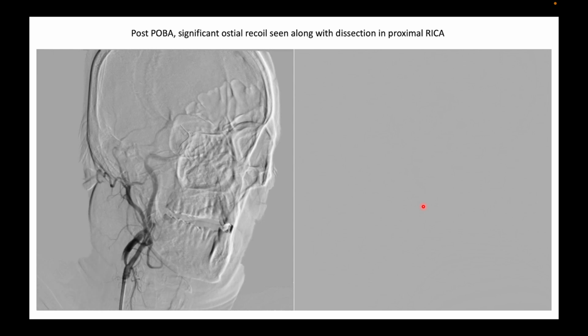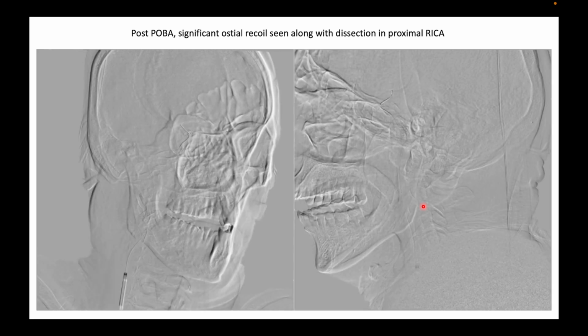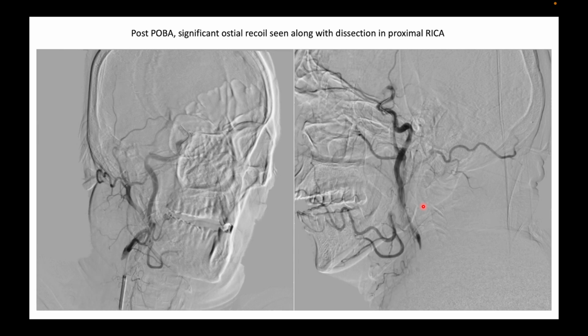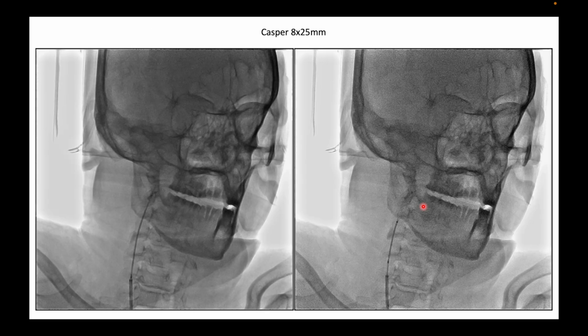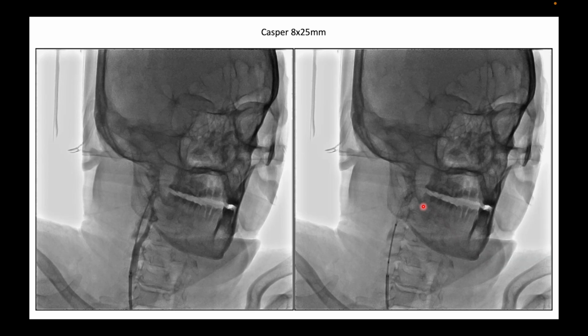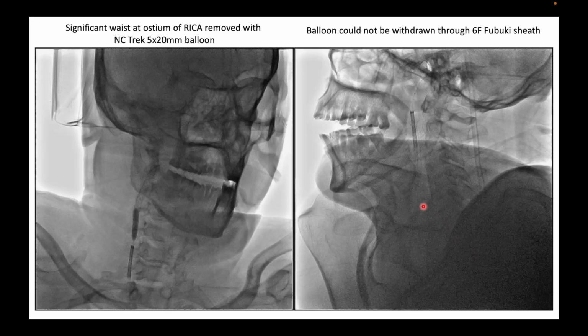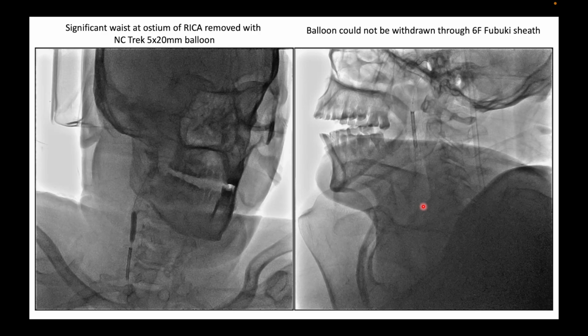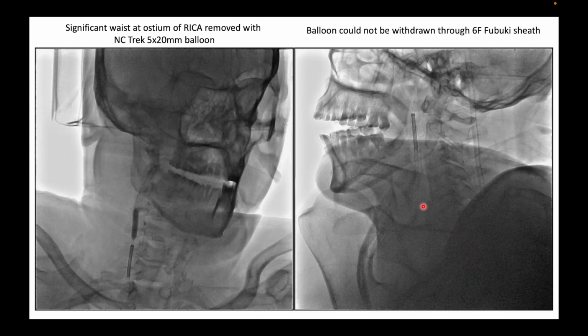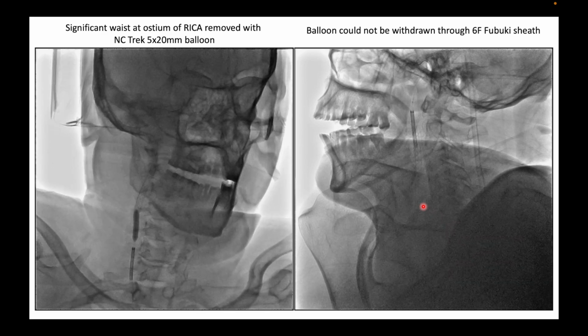Now this is the picture after the balloon inflation, and what we see is that there is a significant ostial recoil in the internal carotid along with the dissection. Therefore, we decided to deal with the carotid first and deployed a Casper 8 by 25 millimeter double mesh layer stent. There was a significant waist in the stent, for which the same 5 by 20 millimeter balloon was now used through the Fubuki sheath. Sophia had been removed.